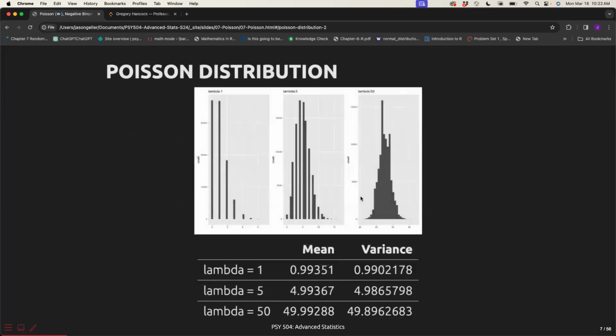I've simulated this here where I've increased lambda systematically: lambda 1, 5, and 50. Hopefully we can observe that with lambda 1, the distribution is pretty right skewed, but as lambda increases, it becomes more symmetric or normal in shape. I also want to emphasize that lambda determines the mean and the variance. If lambda is 1, the mean and variance, if we rounded this, is 1. If lambda is 5, the mean and variance is 5. And if lambda is 50, the mean and variance is 50. So within these models, the mean equals the variance.